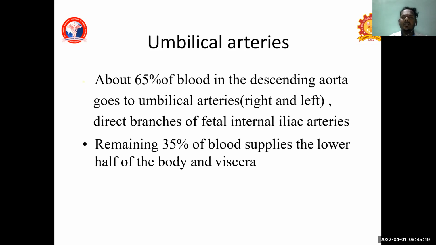Then, the structure we are going to see is the umbilical arteries. About 65% of the blood in the descending aorta goes to the umbilical arteries. There is a right and a left, and they are direct branches of the fetal internal iliac arteries. The remaining 35% of the blood supplies the lower half of the body. So around 65% of blood enters the umbilical arteries, and 35% enters the lower limb.